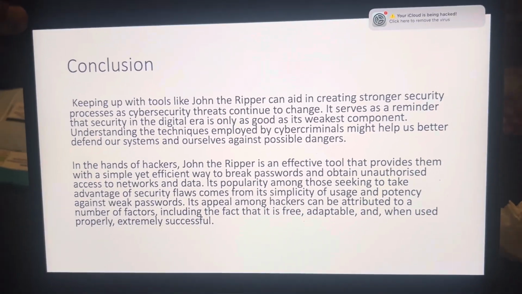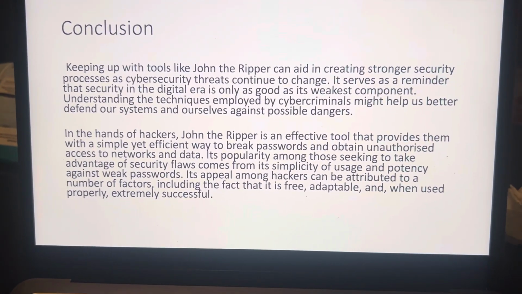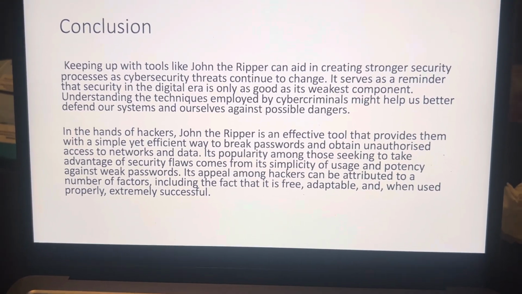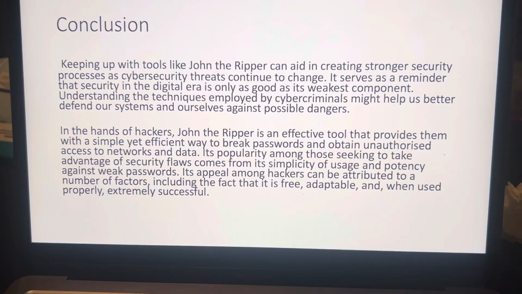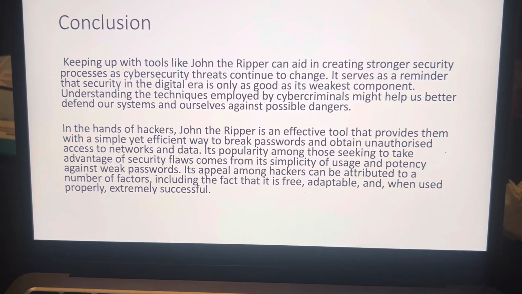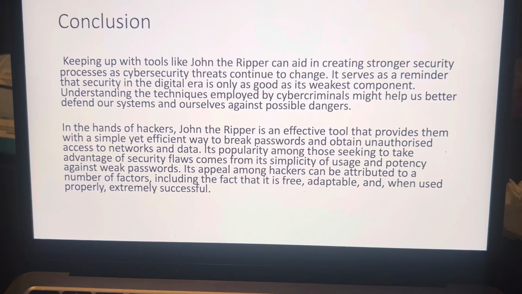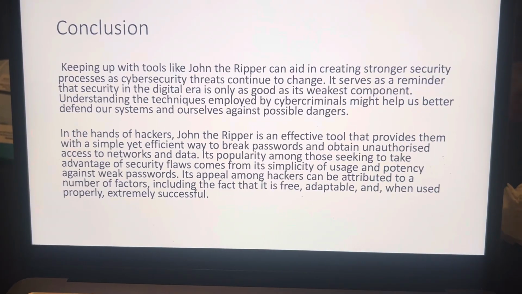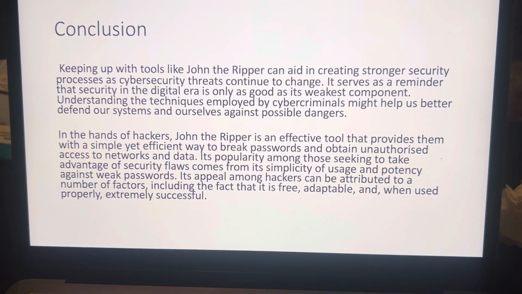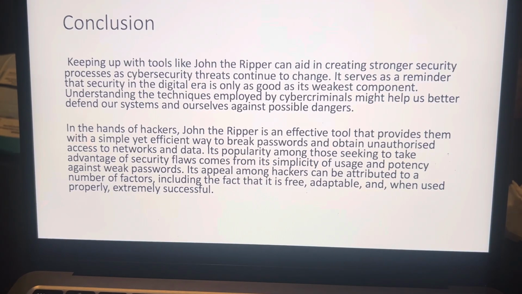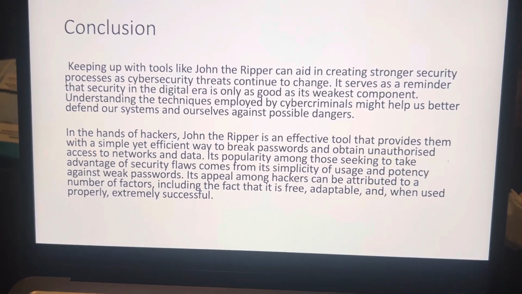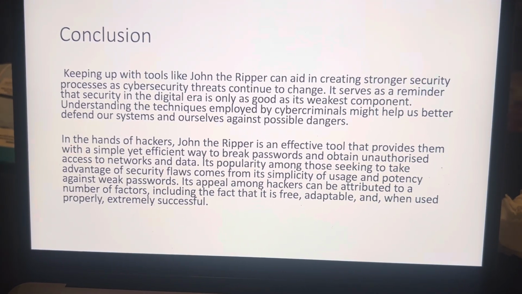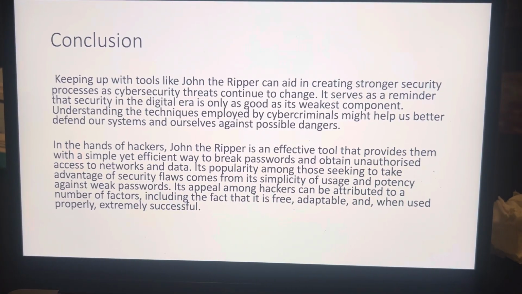Keeping up with tools like John the Ripper can aid in creating stronger security processes as cybersecurity threats continue to change. It serves as a reminder that security in the digital era is only as good as its weakest component. Understanding the techniques employed by cyber criminals might help us better defend our systems and ourselves against possible dangers. In the hands of hackers, John the Ripper is an effective tool that provides a simple, efficient way to break passwords and obtain unauthorized access to networks and data.